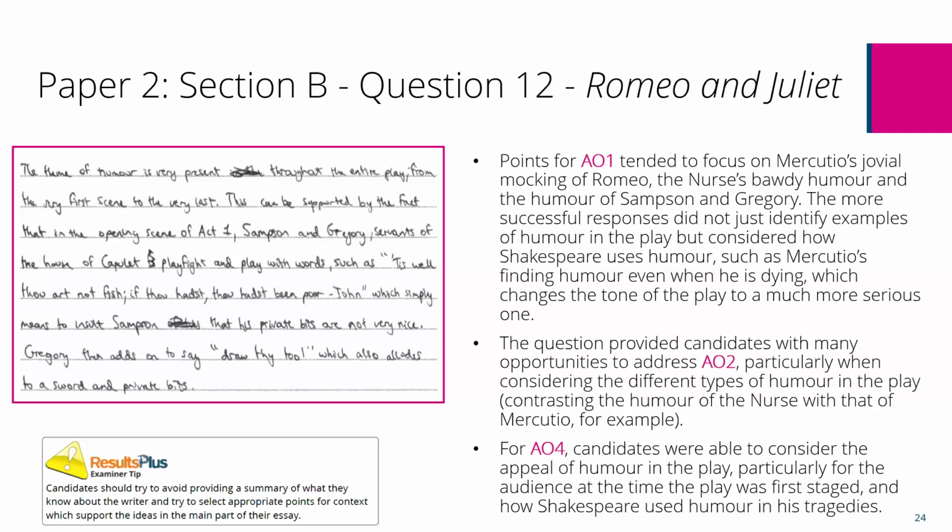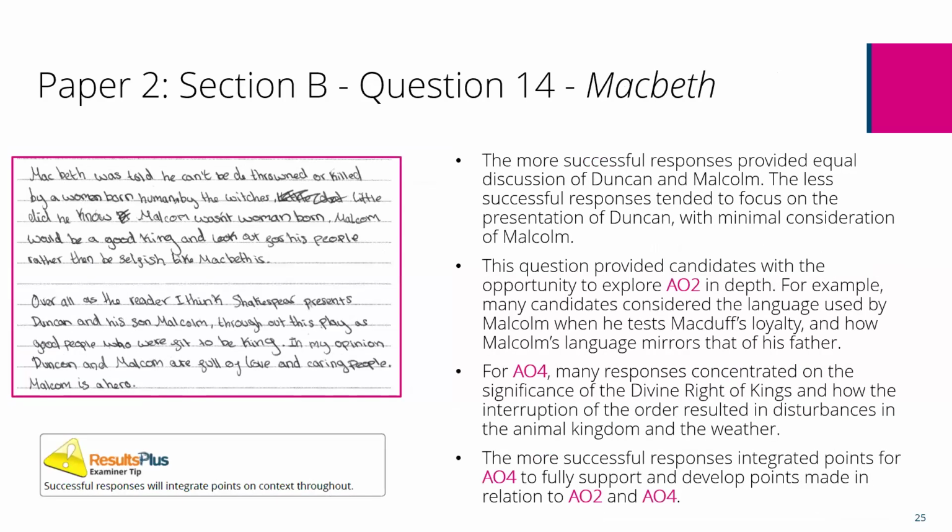For the Macbeth question, we're now looking at part of a level 2 response, so it's not a particularly good response. This is in response to question 14, and the question here was, how does Shakespeare present Duncan and his son Malcolm in the play? You must consider language, form, and structure, and refer to the context of the play in your answer.